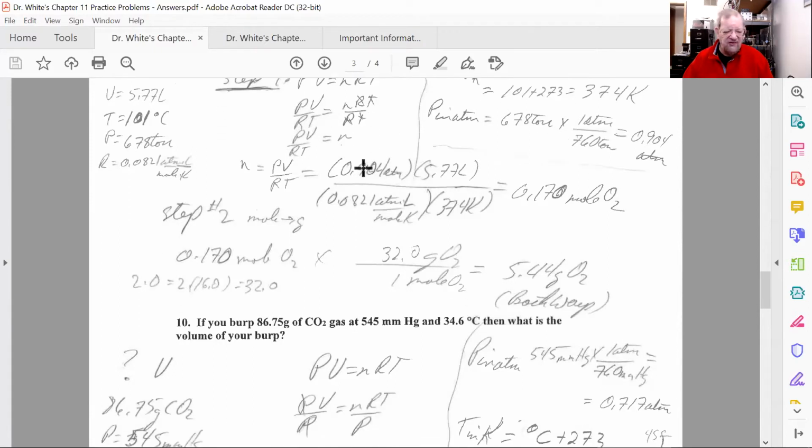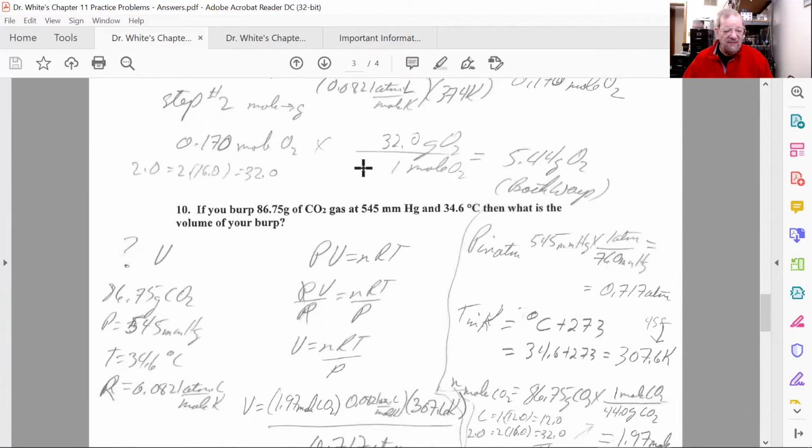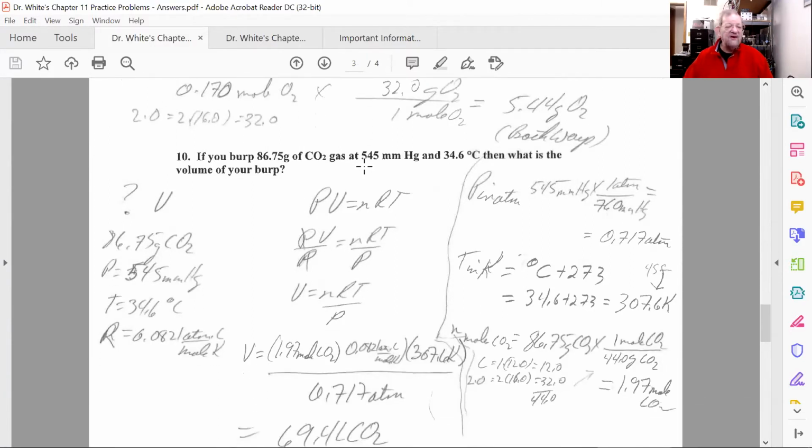And another variation of this is number 10. And here, if you burp 86.75 grams of CO2 at 545 millimeters of mercury at 34.6 degrees C, then what is the volume of your burp? Excuse me. And here we're trying to find volume. We're given a weight, a pressure, a temperature, and later on we'll need R, the universal gas law constant.